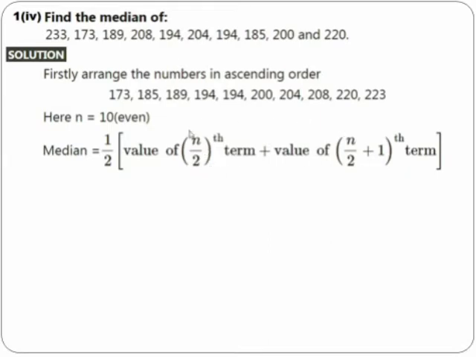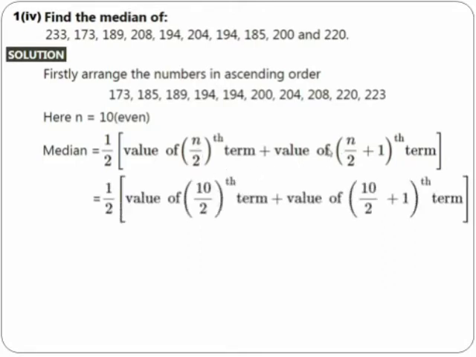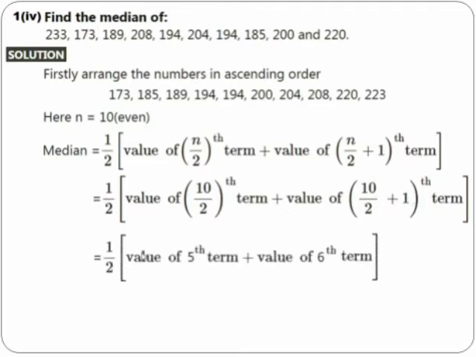We have already seen the formula. Now let's put the value of n. n is 10. So when you put n equals 10 here and n equals 10 here, you get this. See, these two get cancelled, so you get 5 here, and here again you get 5 plus 1, which is 6. So it will be equal to half into the value of, this is the fifth term, and this is how much? 5 plus 1 is the sixth term.